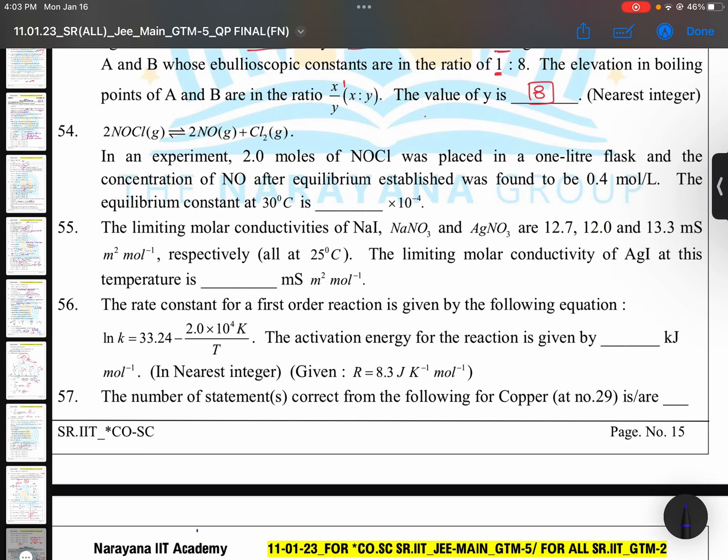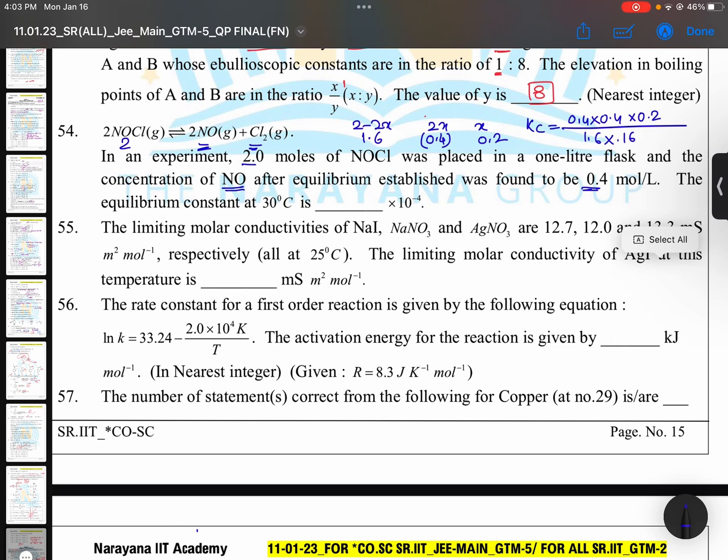What is the question? Here it is given 2 moles in 1 liter flask, which means the initial concentration is 2. At equilibrium, 2 minus 2x will be there, this will become 2x, and this will become x. The concentration of NO after equilibrium was found to be 0.4, so x is equal to 0.2. So this will become 1.6. So Kc is equal to (0.4) square into 0.2 by (1.6) square.